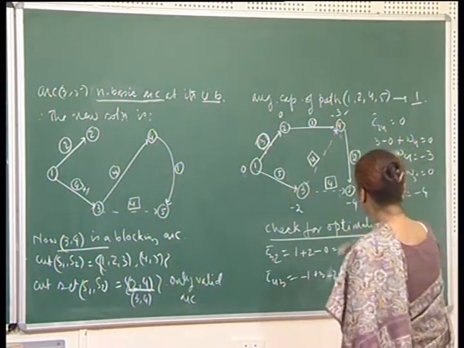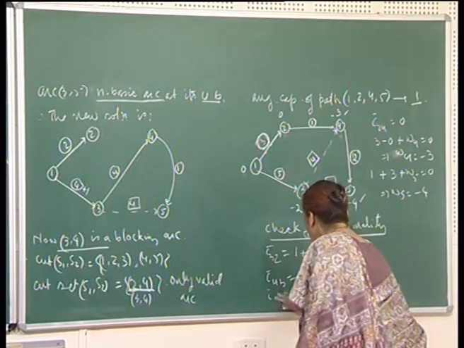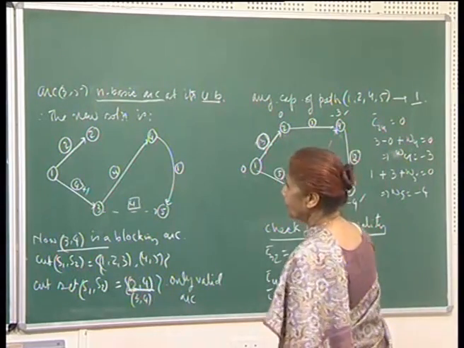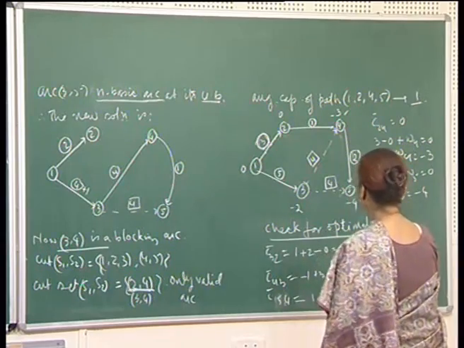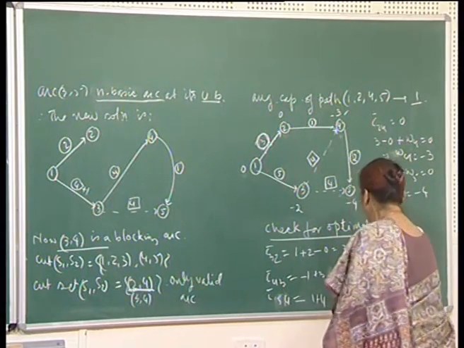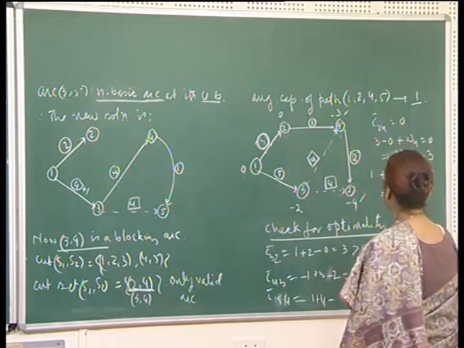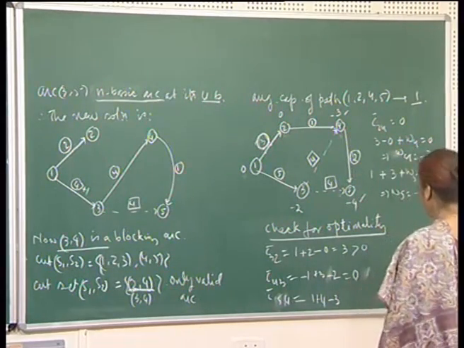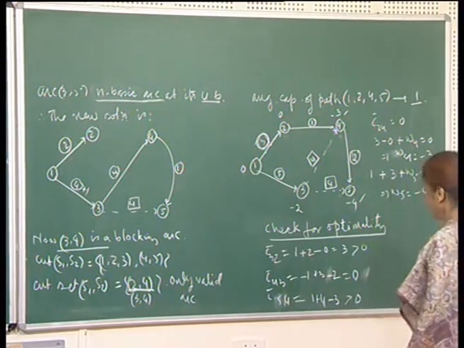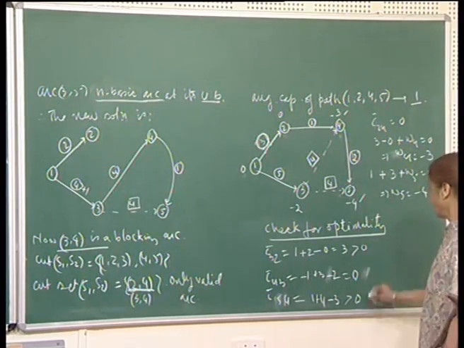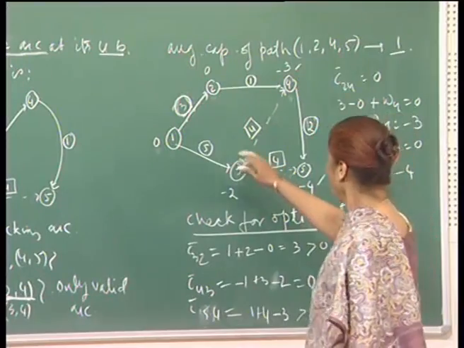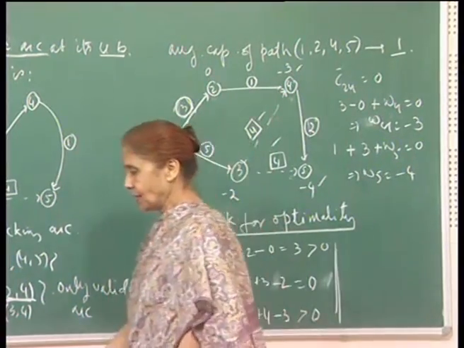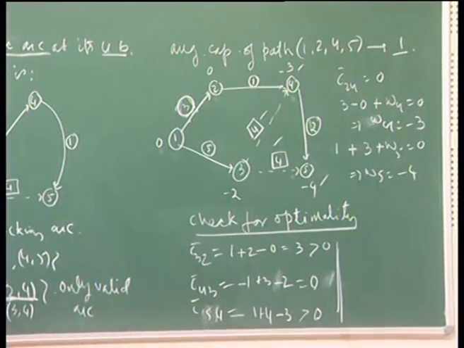Now you have 5 4. C bar 5 4 is 1. So, 1 minus W 5, which is plus 4, and then minus W 4, which is plus 3, which is again positive. Okay. 5 minus 3 is 2, which is positive. So, the optimality criterion is satisfied. You can check these other arcs also; the optimality criterion would be satisfied, because the corresponding relative cost should be less than 0, right.